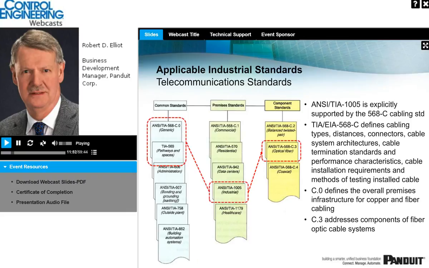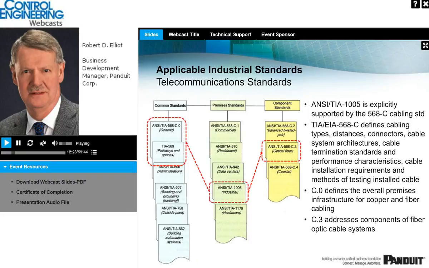TIA 1005 fits within a larger framework of telecommunications standards that have been developed and released by the TIA. In this diagram, on the left-hand side, we define the common standards. These are really the baseline documents for describing some of these areas and attaching applicable standards and performance requirements to them.